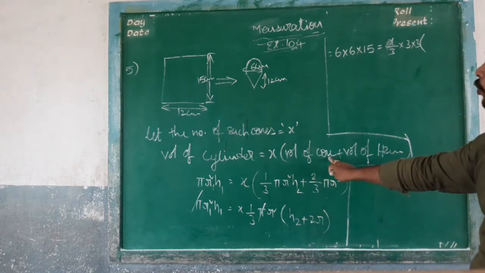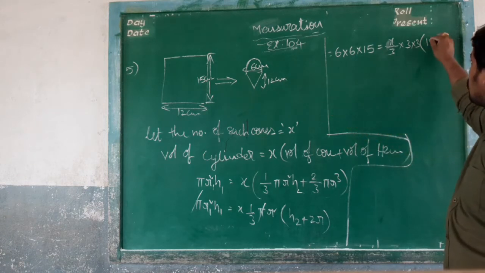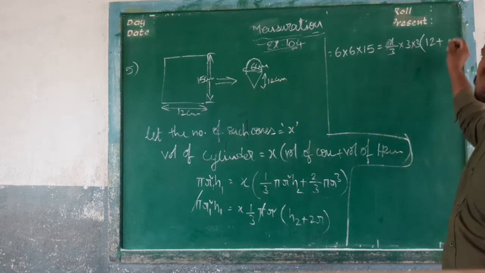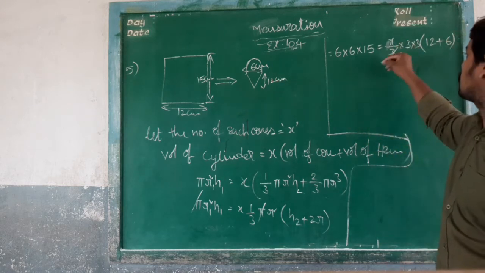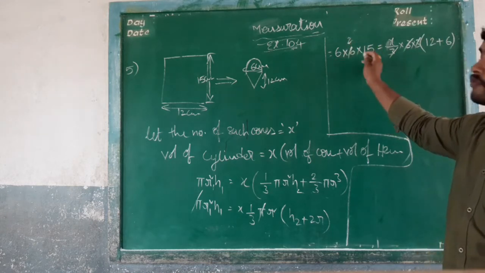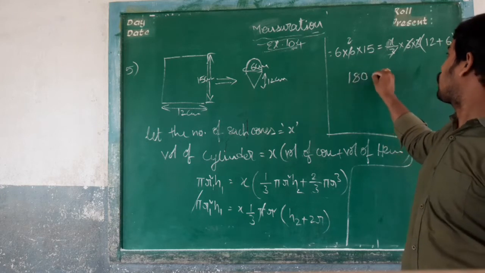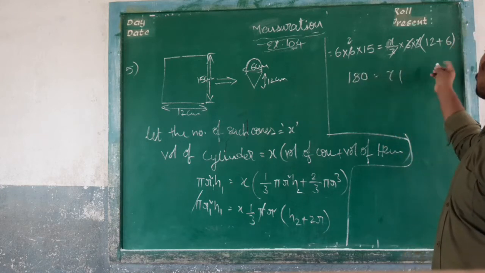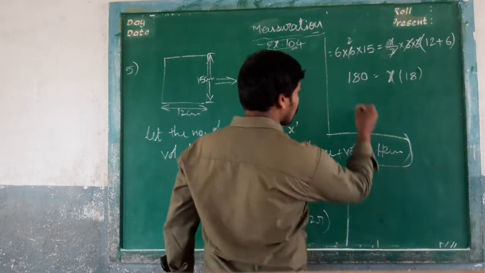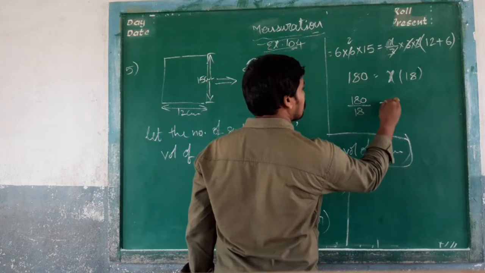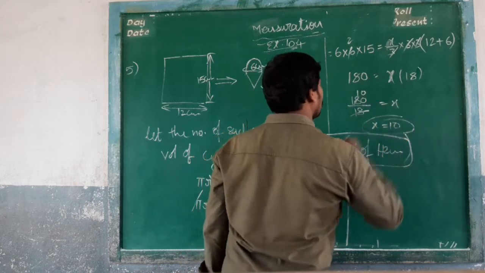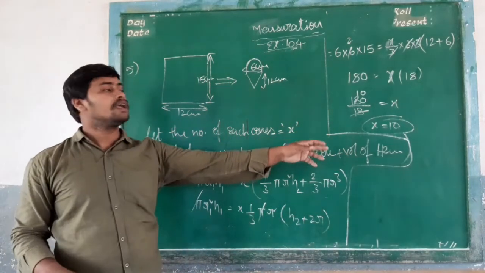H2 is nothing but the cone. What is the height of the cone? 12. 12 plus 2 into radius. 2r means diameter. What is the diameter here? 6. Okay, so 3 cancels. 3 in 6, 2 times. 6 2 is 12, 12 15 is 180. 180 equals x into 12 plus 6, 18. Okay, 18 how many times? 180 by 18 equals x. That equals 10. So the number of such cones is 10. Okay.